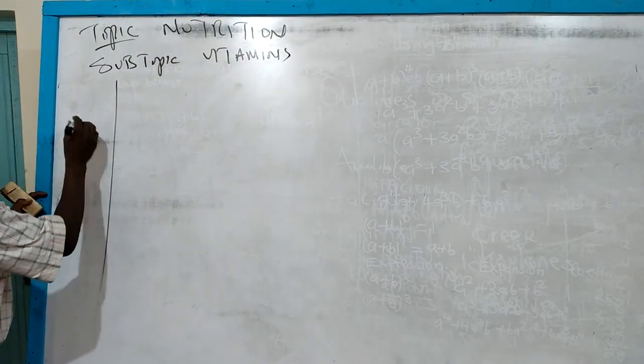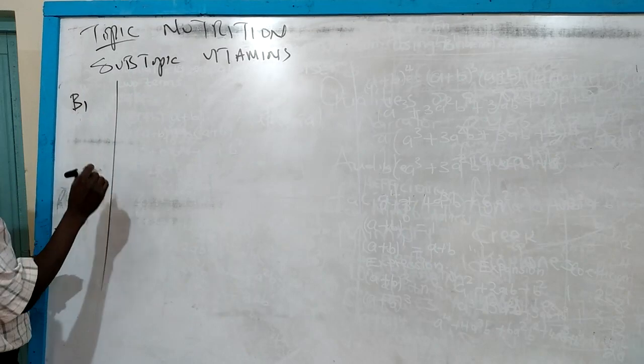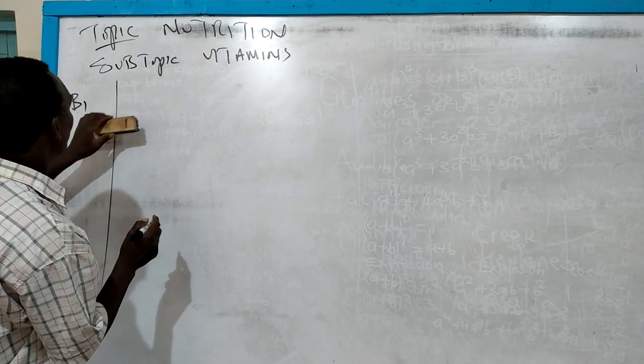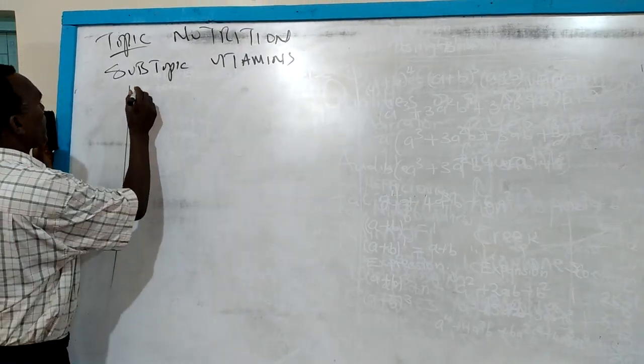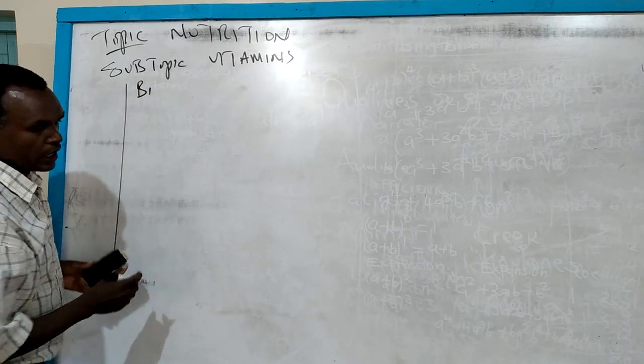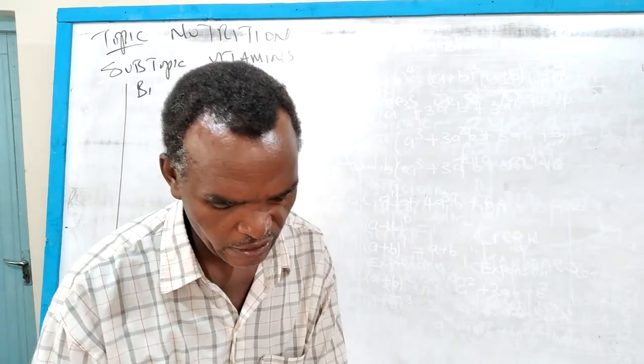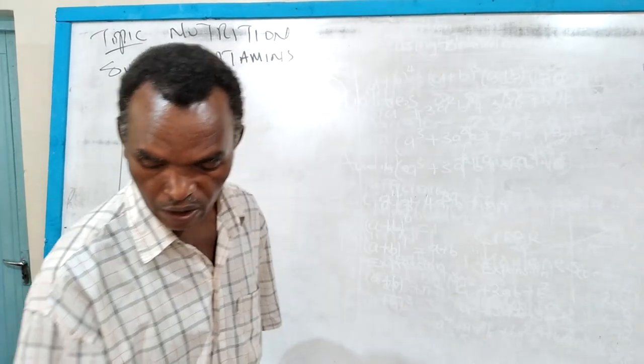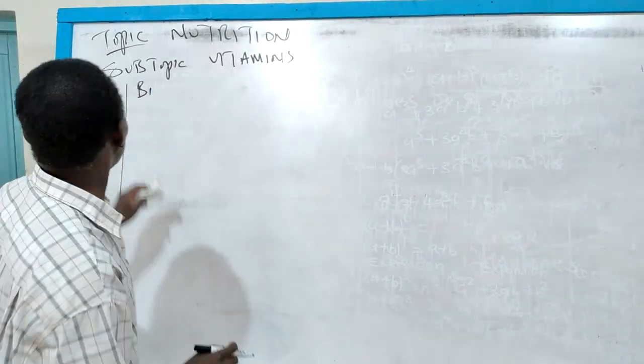So we started with B1. That's the name of the vitamin, B1. And B1 is also known as thiamine. We are done with B1. Let's go straight to B2.